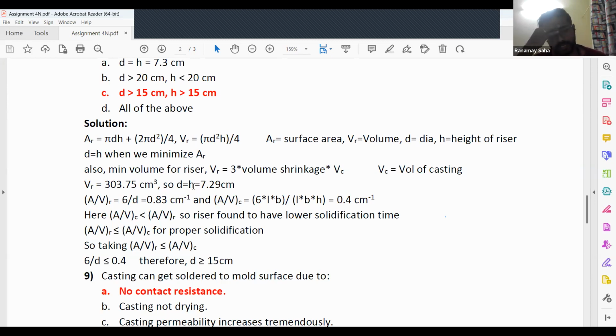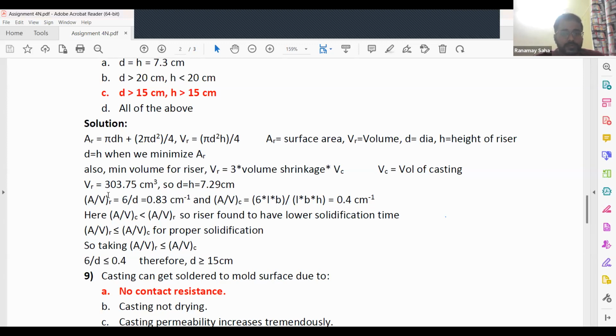You can find that by differentiating the volume. In the volume expression you replace one of the dimensions, then differentiate the volume and equate it to 0, to find the minimum volume. From that you find that D happens to be equal to H. So putting it in the equation for riser volume, you get D equal to H equal to 7.29 cm approximately.